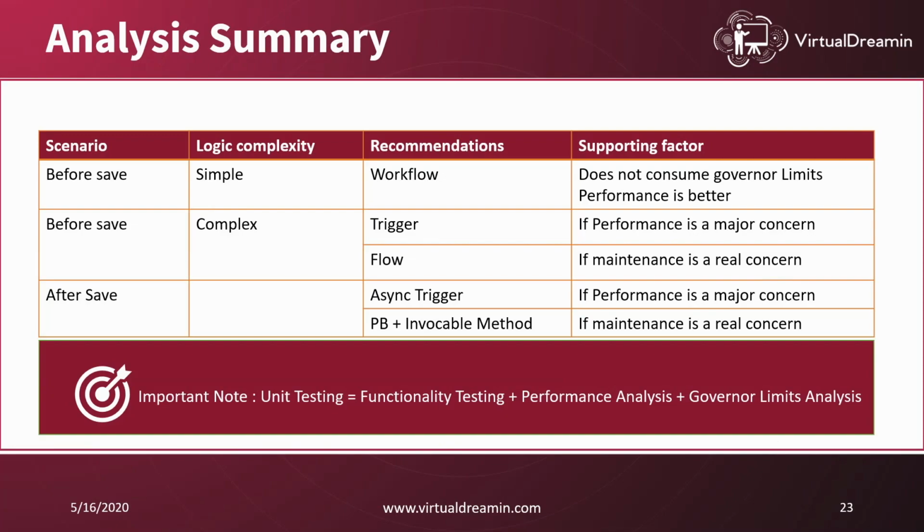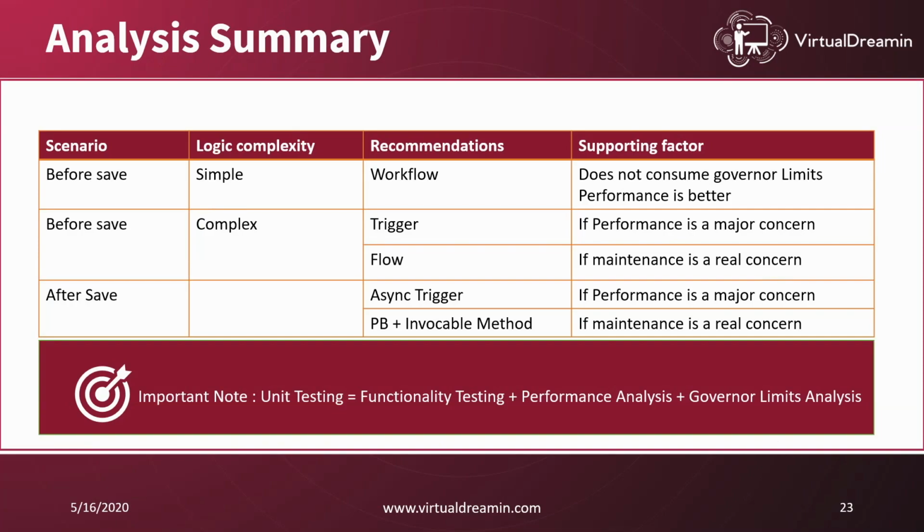Now, if we consider an after save scenario, like we have seen with the country population on the parent account, and you are still within the governor limits of asynchronous execution, you can go ahead with either the asynchronous solution option or queueable Apex. But if maintenance is a real concern for you, then you can go ahead with the PB plus invocable method option, because it is consuming less time compared to a PB plus flow solution.